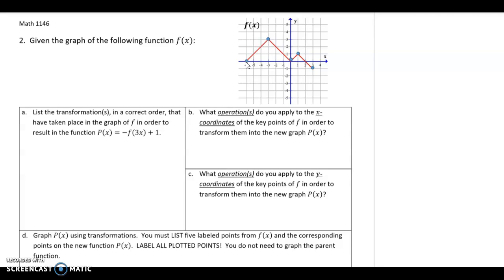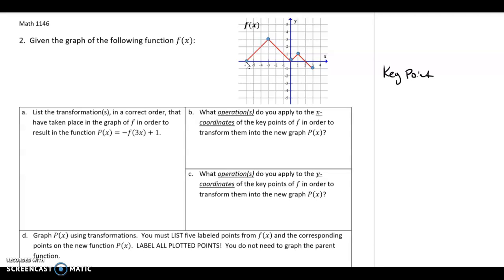So it says, given the graph of the following function, well, we want key points, right? So what are those key points? Well, we can see that they're on the graph, right? Like this is a key point, -6, 0. This is going to be one of our key points, which is -3, 3. So we have all of these points, 1, 2, 3, 4, 5 of them, that we're going to be using as our key points, okay? So we get to skip the first couple steps where we say, what are the key points for the x, or what's the parent function and what are the key points?